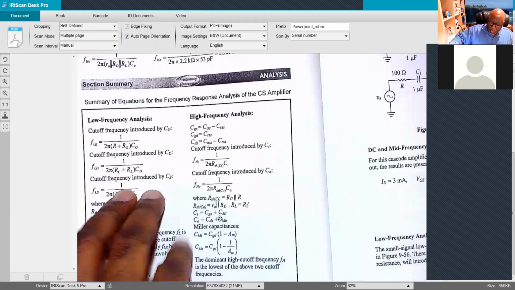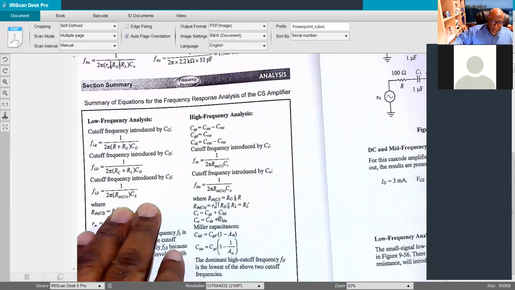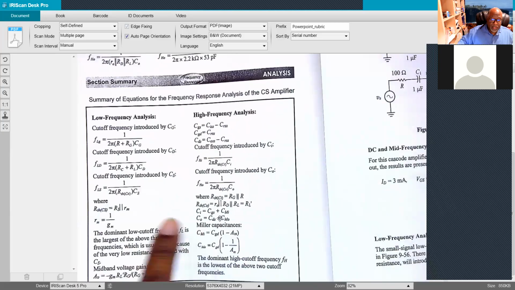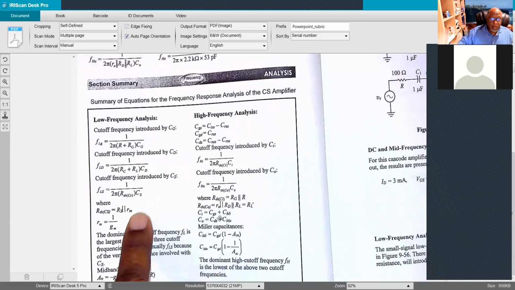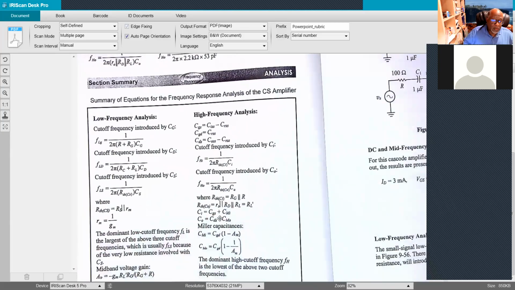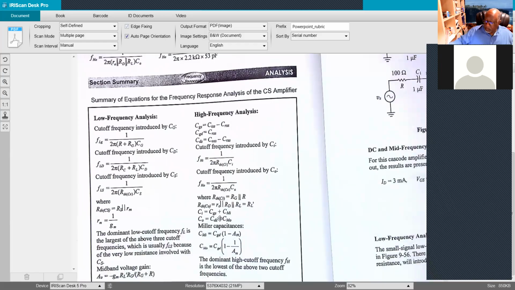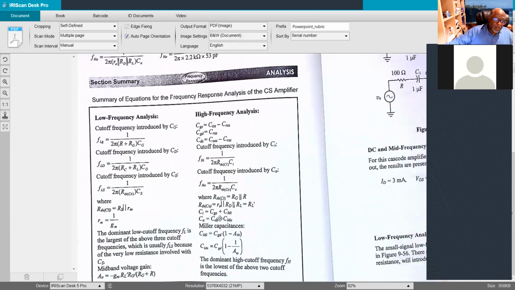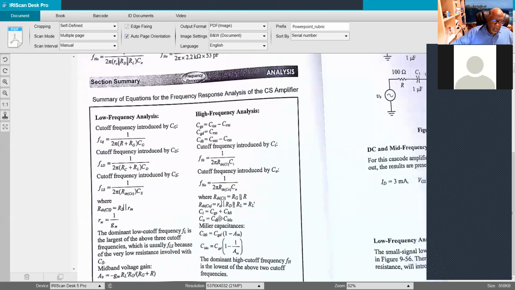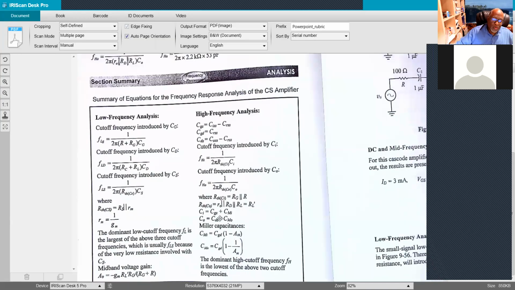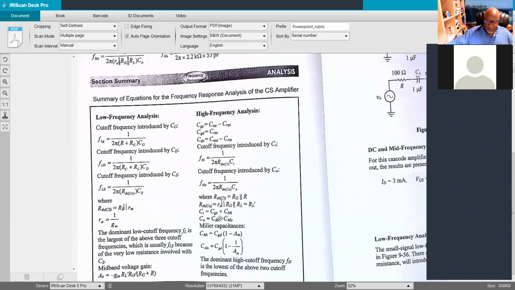Being able to go to the data sheet and get the device parameters that you need and basically plug them into these equations to see whether or not you get a ballpark figure that's correct, that's really all design really is. It's either knowing the information or knowing where to get the information, and after that, knowing what to do with the information.